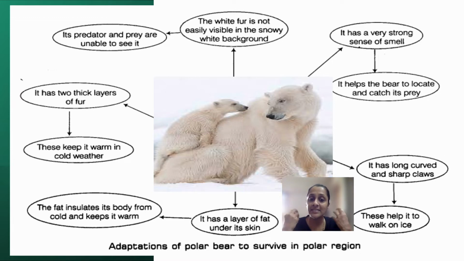So this blubber is there inside the skin, and that also helps them keep warm. The claws are long, curved and sharp so that they can hold on to the snow. And they have a very strong sense of smell because they will have to catch their prey. Their prey is going to be the fishes which are there. So they will have to look and hunt the fish which are swimming inside. So it helps them to locate and catch their prey. So this was about the polar bear.